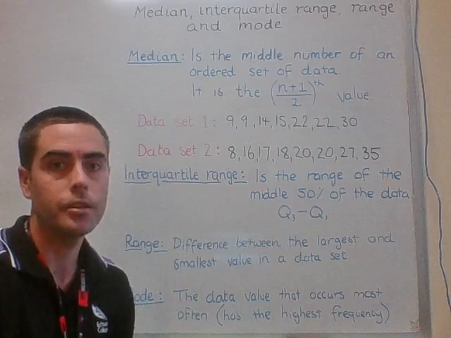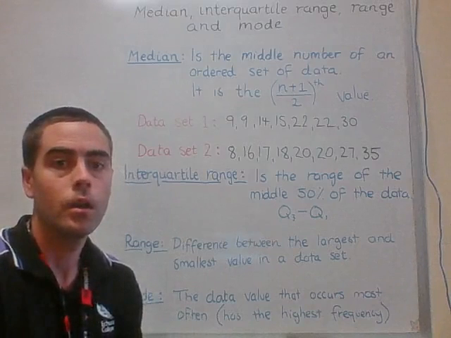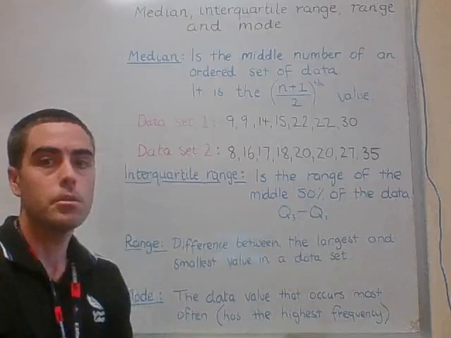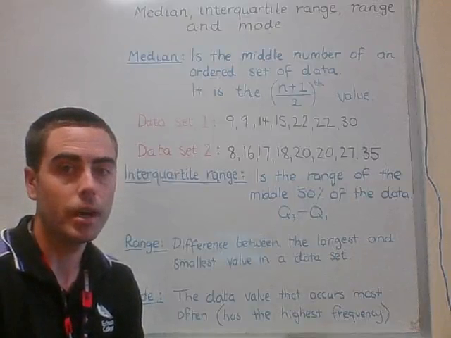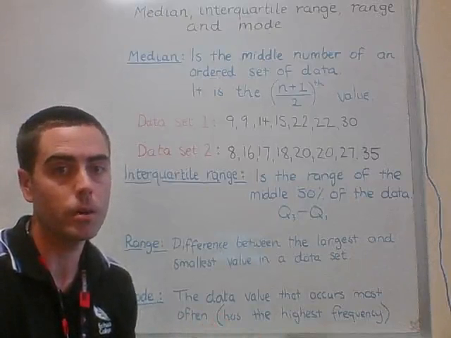Hi, the video today is on median, interquartile range, and the mode. We'll start by talking about the median. Basically, the median is the middle number of an ordered set of data. So we've got to make sure all the numbers are in order before we find the median.